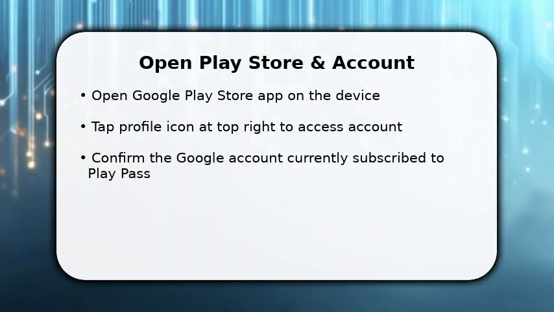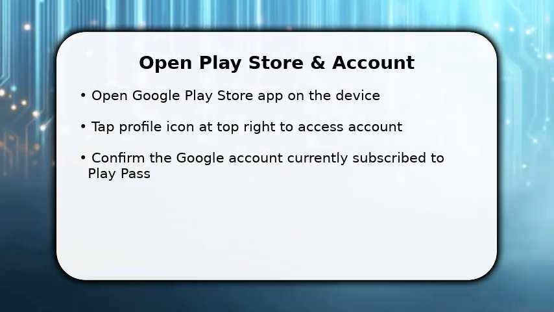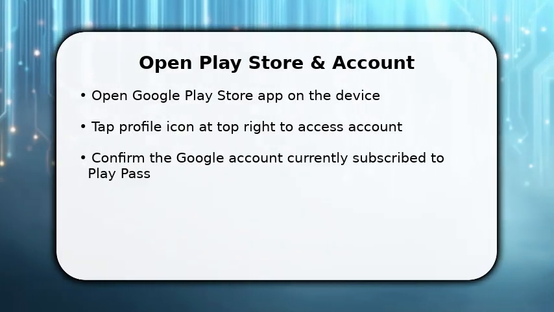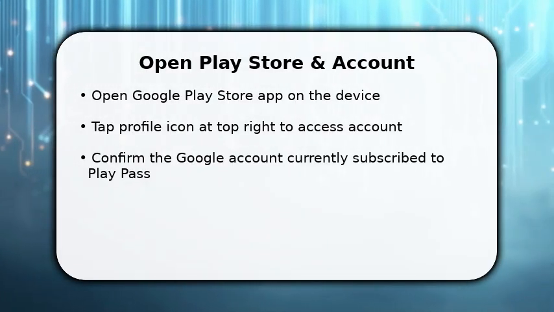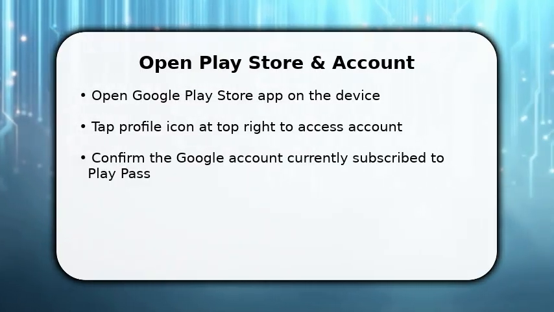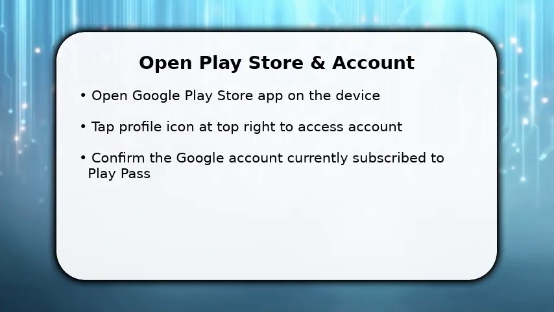You start by opening the Play Store and checking which Google account has Play Pass. Tap your profile icon at the top right. This reveals account settings and subscriptions. Once done, make sure the visible account matches the one you subscribed with. Switching accounts will alter what you see. You're preparing the right context, so the next actions affect the correct subscription.